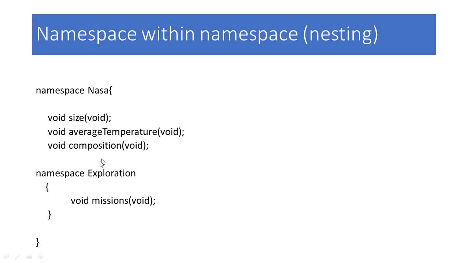Then inside the NASA namespace, we have another namespace, exploration. And within the exploration namespace, we have a function, void missions. So we have here now two namespaces. Exploration is a namespace within the NASA namespace. This is called namespace nesting. That is a namespace within another namespace. We can have multiple namespaces within a namespace. In other words, we could have more other namespaces inside this NASA namespace.